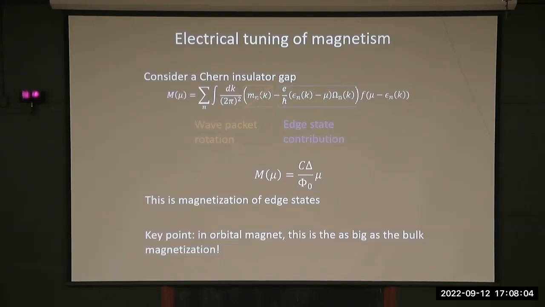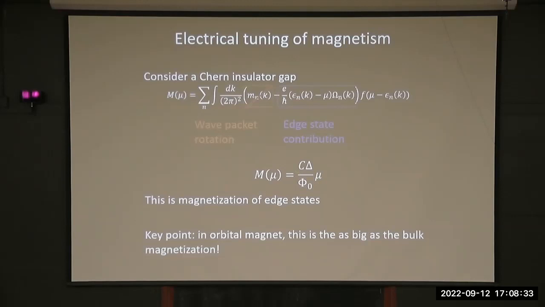And basically what that means is that inside a gap, the magnetization simply scales with the chemical potential and the Chern number, and this is just the magnetic flux quantum. The way to understand that is simply that as you tune the chemical potential through a gap, you have edge states at the boundary, and those edge states have angular momentum. They have a magnetization. They're not really distinct from a bulk magnetization from the point of view of a measurement, but they're there even inside the gap.